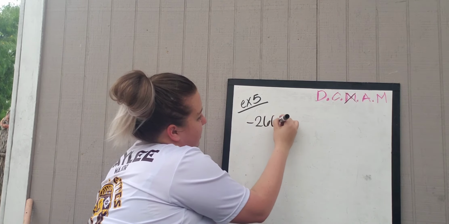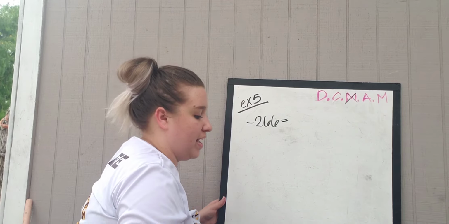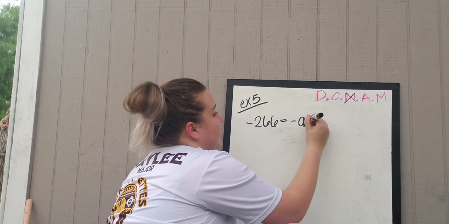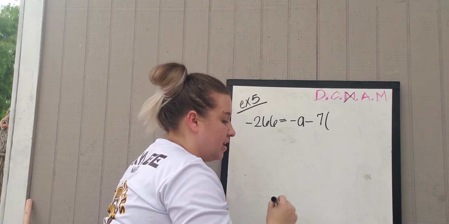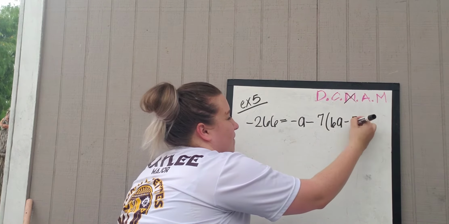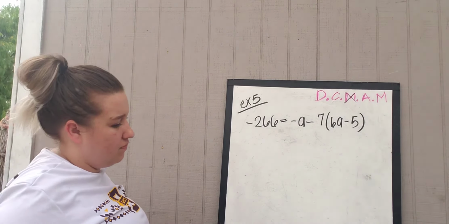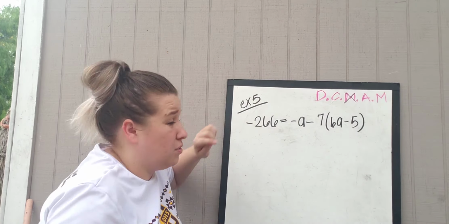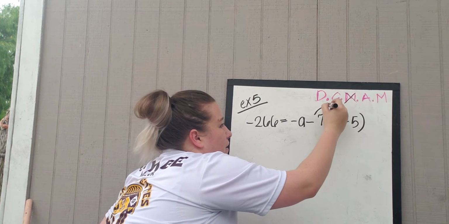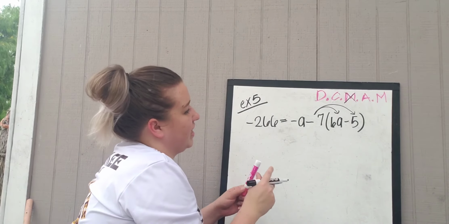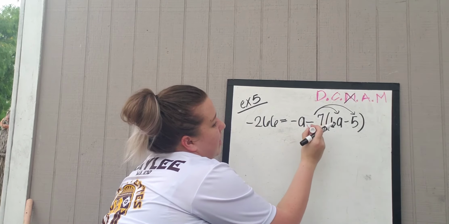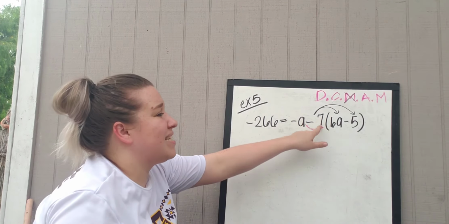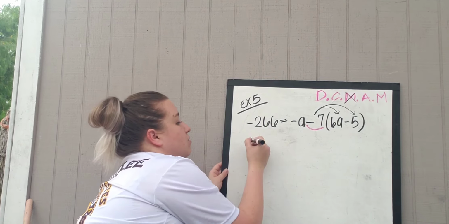Negative 266. This one's going to be fun on my mental math. Equals negative a minus 7, 6a minus 5. Okay? Good. Copied it down right. First thing, distribute. We're going to get rid of parentheses. Now, be very careful in a situation like this because what you're going to multiply is this number. And if you notice, it's negative. So you don't want to multiply by 7. Multiply by negative 7. So this one drops.